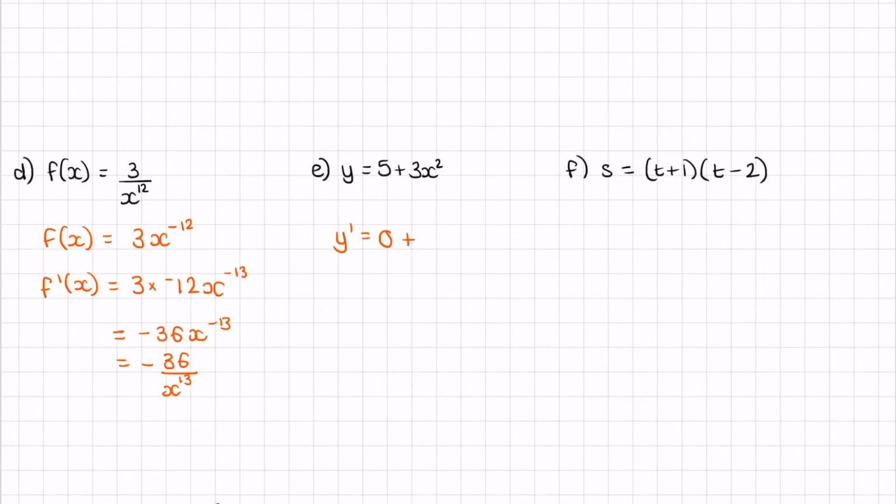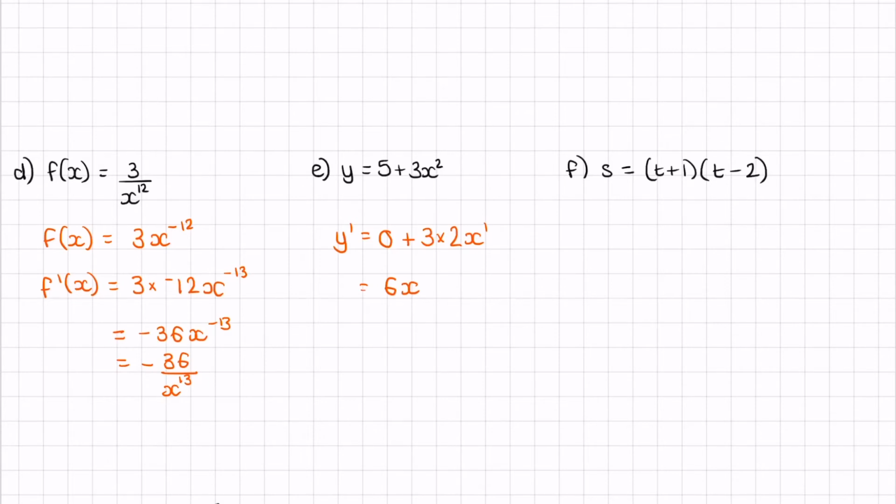Now we've got the derivative of 3x squared. So the 3 stays the same, and times by, we bring the 2 down, have the x, and minus 1 from the power. And then we'll just simplify. So the 0 plus will disappear. We're going to have 3 times 2, which is 6, and x to the power of 1 is just x.